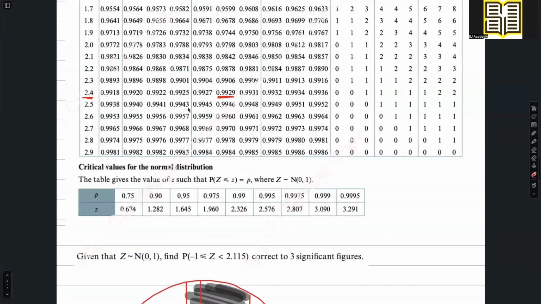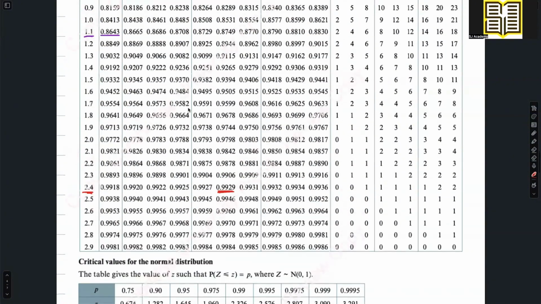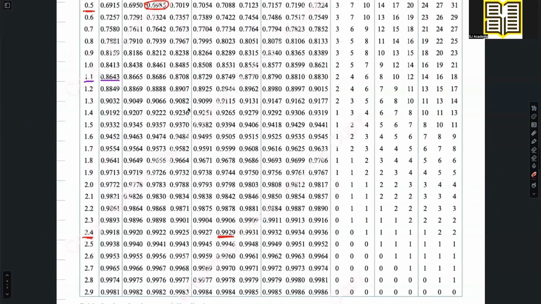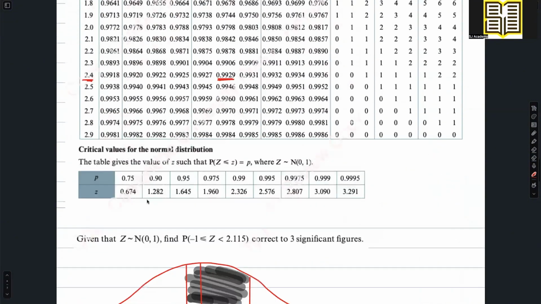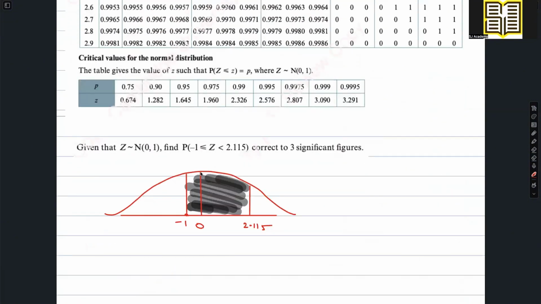Now, as we know that it is a symmetrical graph, the probabilities for positive and negative z values are the same. So at z value 1.0, the probability is 0.8413. Now, the normal distribution table does not give the probabilities below 0.5. So as this probability is 0.8413, just by looking at the graph, we know that the left-hand side to 0 is 0.5.